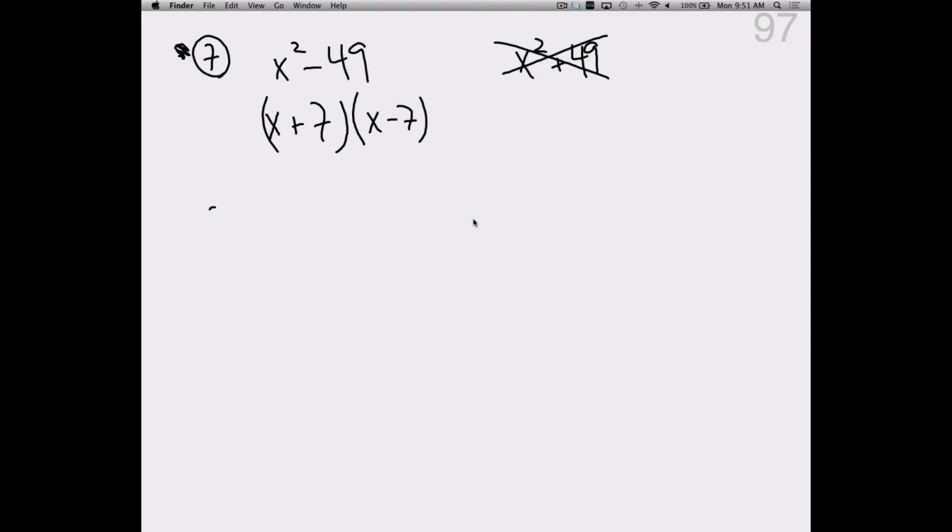Okay, last example, number 8. There are two ways to do this. I'll be intrigued to see which method you use. By the way, on a homework or a quiz or a test, the directions for these types of problems would say factor completely.